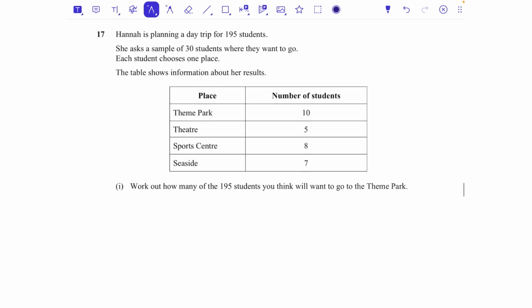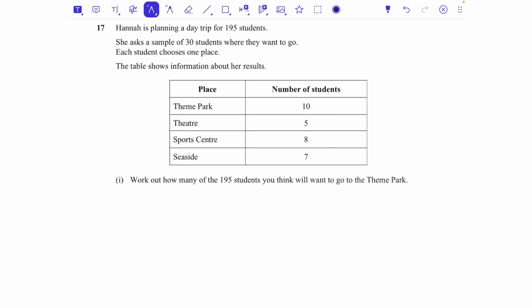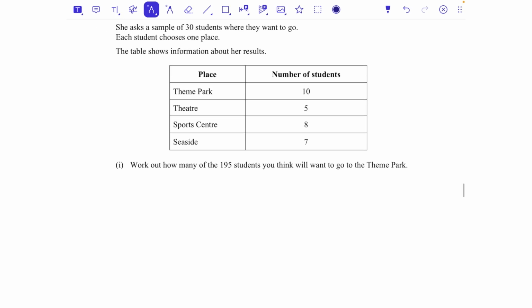Question number 17. Hannah is planning a day trip for 195 students. She asks a sample of 30 students where they want to go. Each student chooses one place. The table shows information about her results. Work out how many of the 195 students you think will want to go to the theme park.